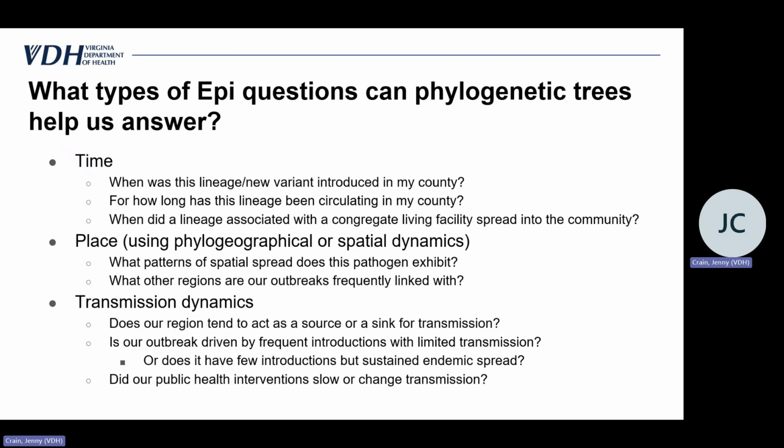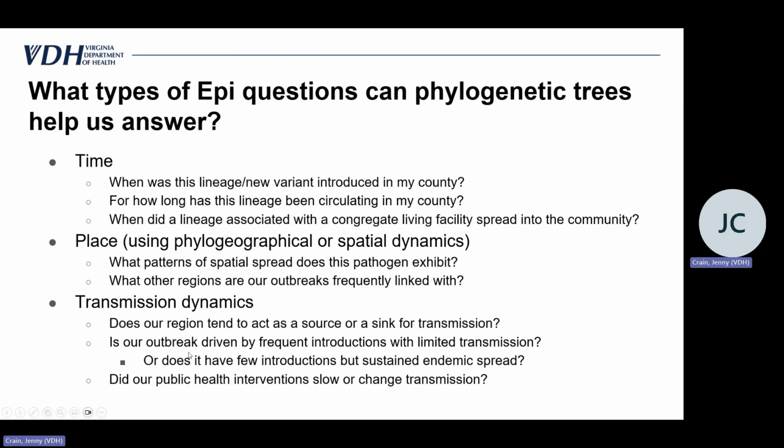So again, some of these questions are better framed a priori, before we start that analysis. Place: we talked about using phylogeographical or spatial dynamics to attempt to understand how the pathogen is spreading among places. Often we can look at certain regions or counties throughout our states to try to draw inferences about how that variant is moving about. And so this leads to an understanding of transmission dynamics.